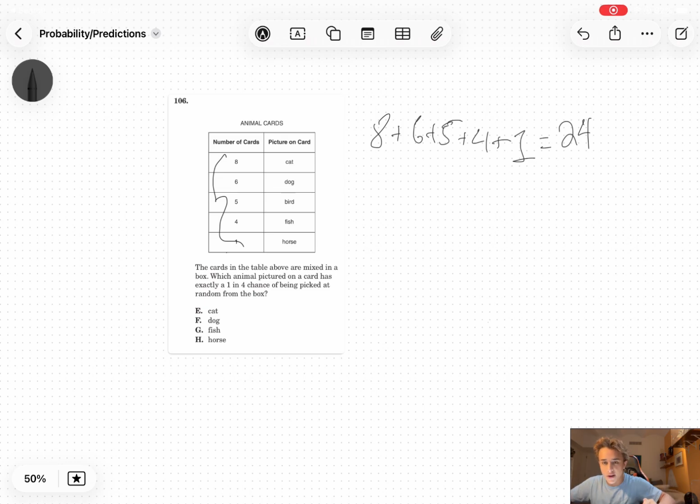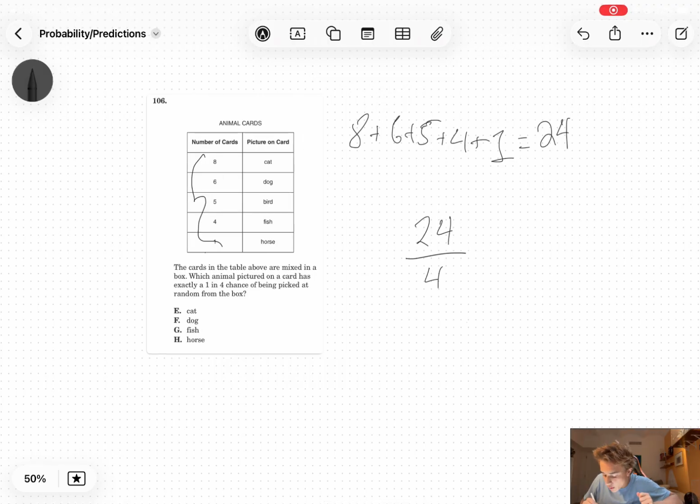So we need to find the animal such that the chance of drawing a card with that animal on it is 1 in 4. So that means that the total amount of cards with that animal on it should be 24 over 4, because that's the same thing as 24 times 1/4. So we know that 24 over 4 is equal to 6. So we need to find an animal such that there are 6 cards with that animal on them. Well, if we look, the only animal that meets this criteria is a dog. So there are 6 cards with dogs out of 24 total cards. So the probability of randomly drawing a card with a dog on it is 6 over 24, which is the same as 1/4. So the answer is F.